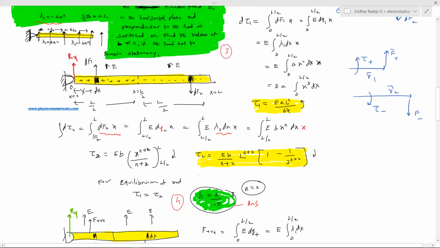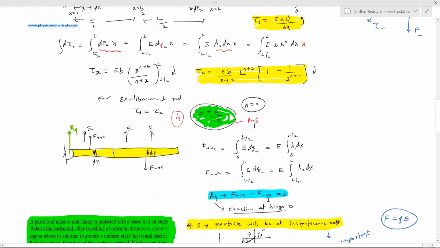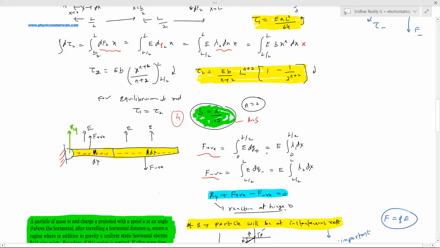Then afterwards, he's asking to find the hinge force. He's asking to calculate this hinge force. So what is the method we have to do? The net positive force on the positive part of the rod, the net force acting on the negative part of the rod. I'll calculate these two forces by this formula. Then I'll substitute here. Then I'll calculate the hinge reaction will be in fact 0.